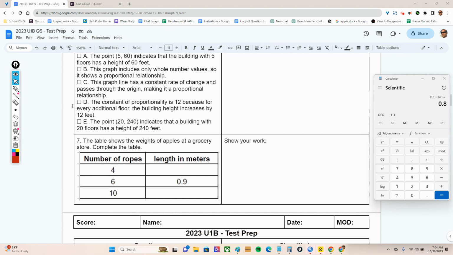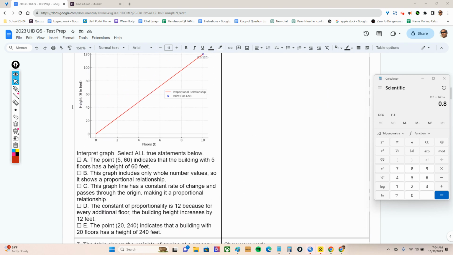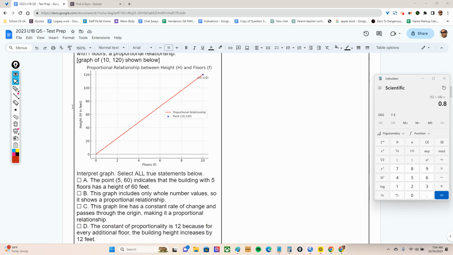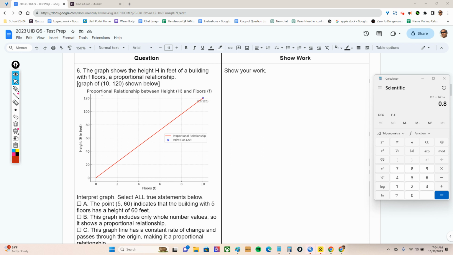We got 2 more questions we're going to do. I know this is long, but we're going through the whole test. We'll do the other questions tomorrow. All right, so we got the graph shows the height in feet. Okay, so this is height right here of a building with floors. Okay, floors is F, height is H. The graph of 10, 120 shown.